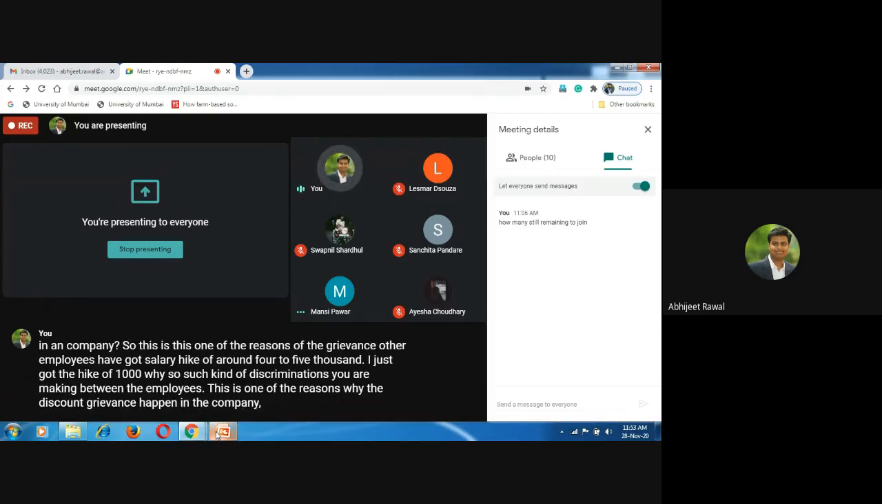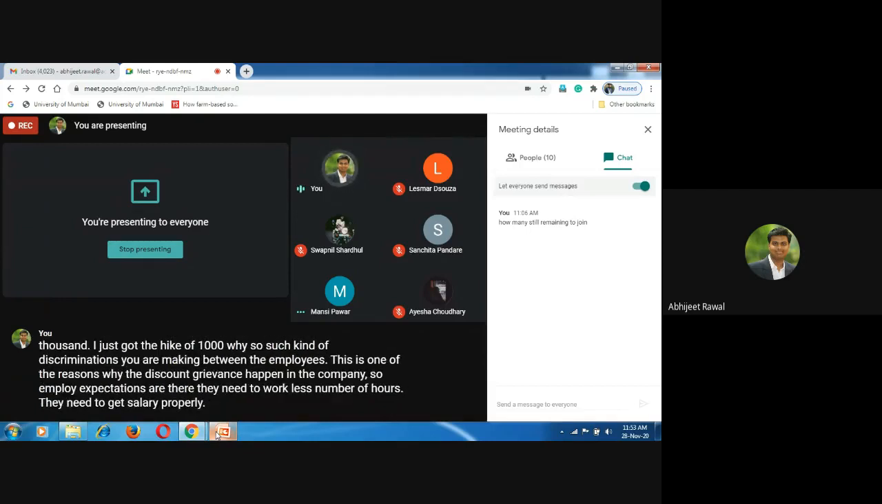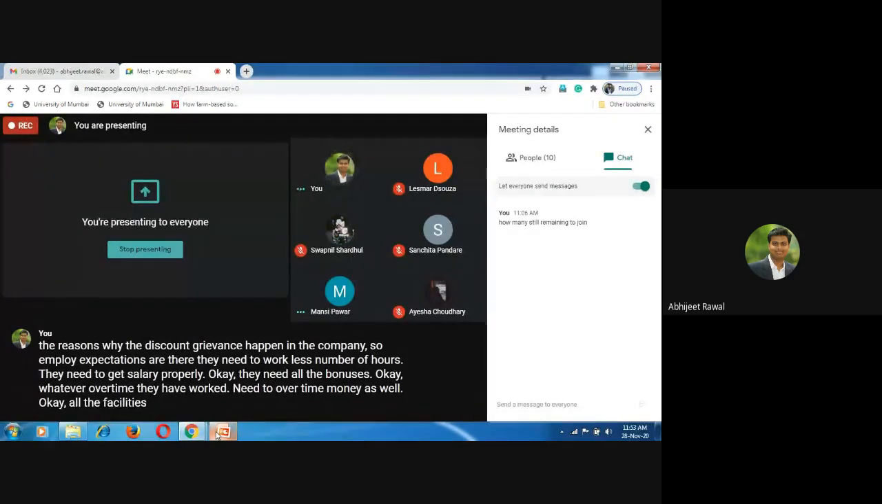So employee expectations are there. They need to work fewer hours. They need to get salary properly. They need all the bonuses. Whatever overtime they have worked, they need the overtime money as well. All the facilities जो उनको है वो सारा चीज उनको मिलना चाहिए. This is the employee expectation.